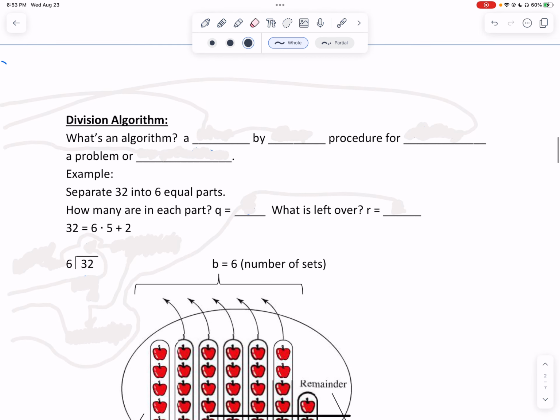So now let's talk about a division algorithm. What is an algorithm? An algorithm is just a step-by-step procedure for doing something, for solving a problem or doing a calculation or computation.